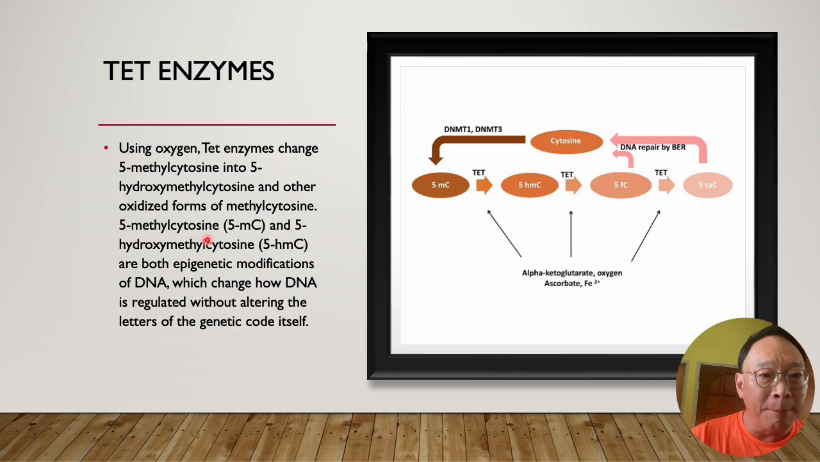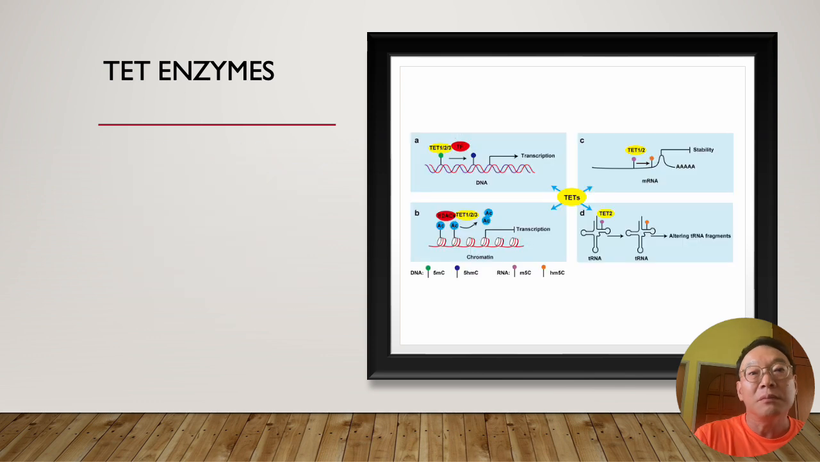Into other oxidized forms of methyl cytosine, 5-MC and 5-HMC. Here you go, the two, and other forms of MC. Okay, why are these important? Because they are both epigenetic modifications of DNA, which change how DNA is regulated without altering the letters of genetic code itself. So TET enzymes are very important for how your genes are expressed.